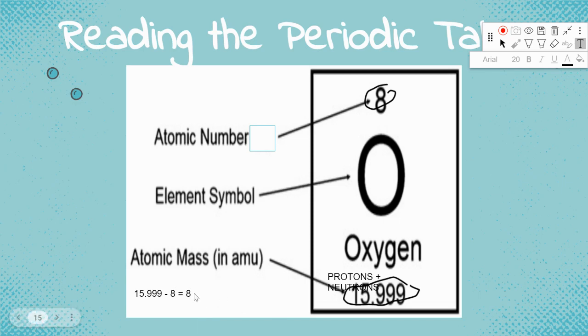So right here, 8 neutrons. All right, so this is again how you would find your neutrons: the atomic mass, which is right here, minus the atomic number, which is this 8, gives you the number of neutrons. Remember that. Always make sure you do the math if you're asked for neutrons.